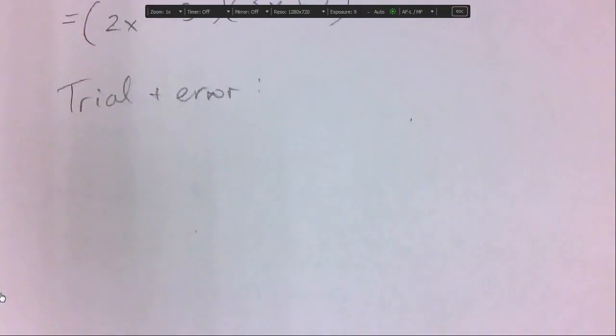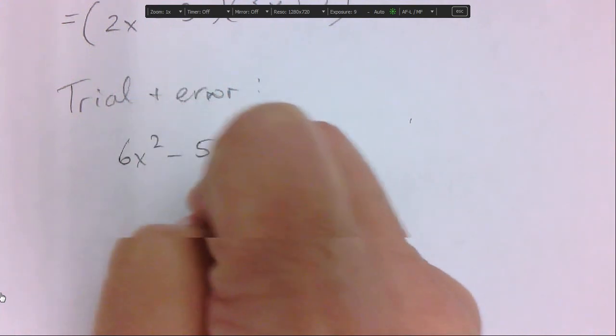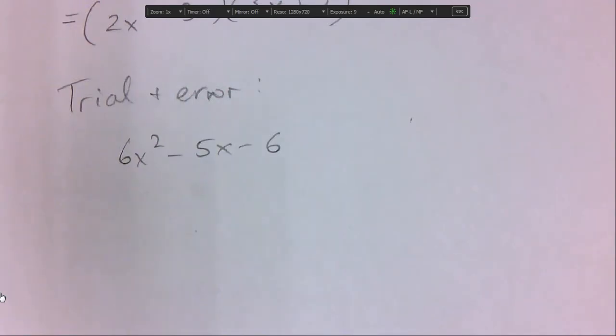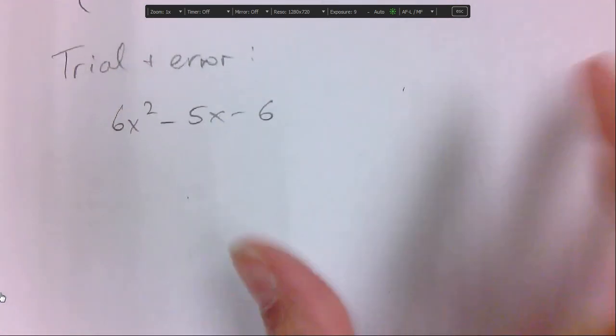There's one other method I wanted to show you, which is called trial and error. It's similar to the crisscross method, but with no writing. So it looks like this. For trial and error, really, you need to be a master of your times tables. Sorry about that. So here we go, trial and error.